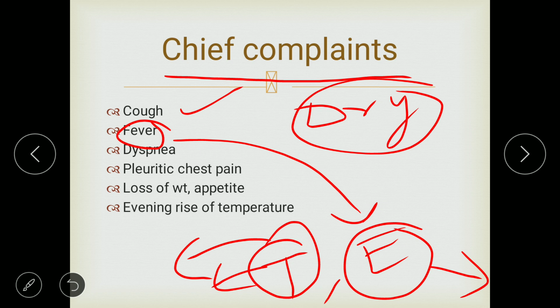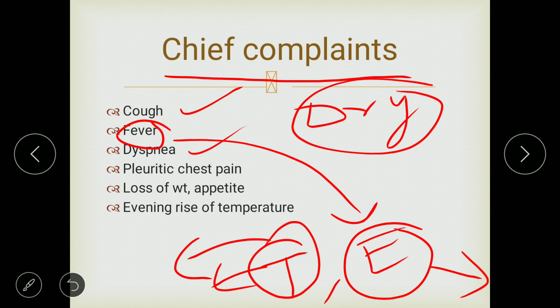Next complaint will be dyspnea. This dyspnea can be due to two mechanisms. One is the pleural effusion compressing the lung, resulting in collapse of the lung. The other one is that the pleural fluid can cause inversion of the diaphragm, which you will see in a later slide. These two mechanisms can cause dyspnea.